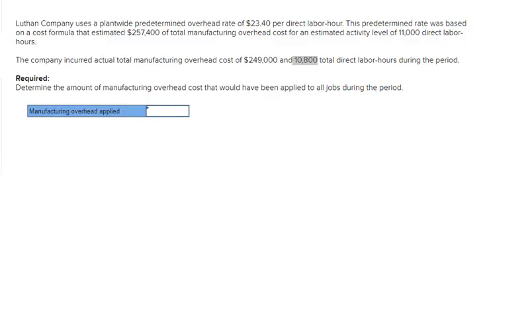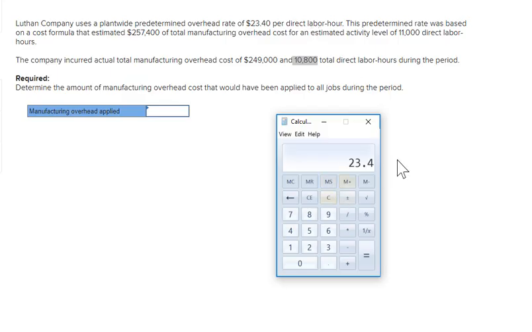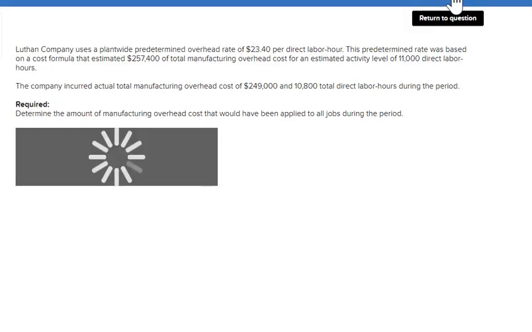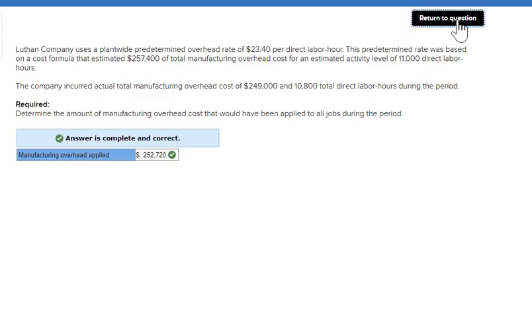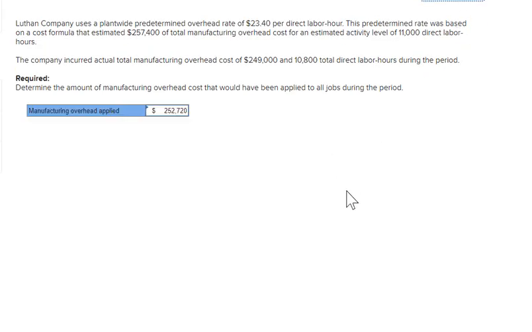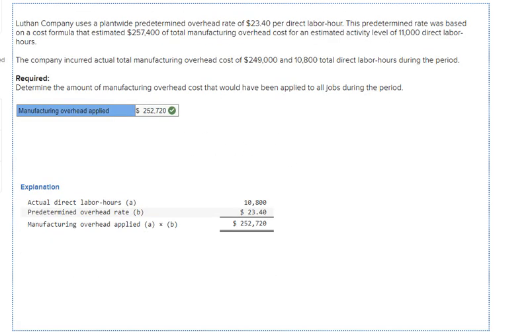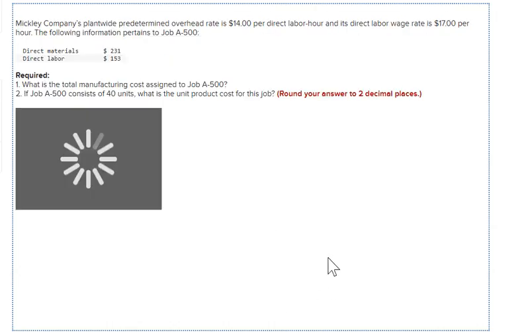So what do we have here? We use the 23.4 multiplied by 10,800, the actual allocation base. That gave us 252,720. That's what we have. We can see if we got it correct. We scored this and we got it right. All right, so the next question.